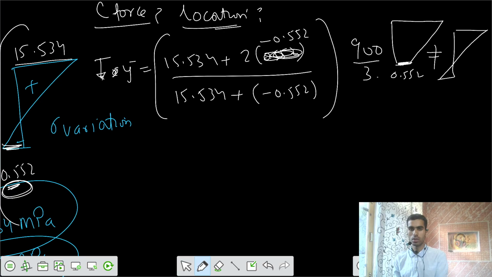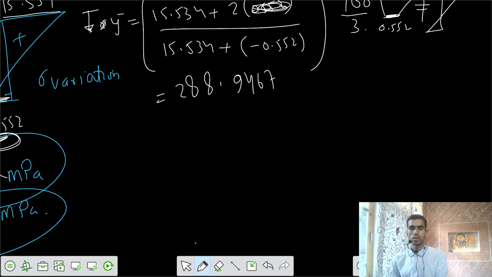15.534 into plus 2 into minus 0.552, okay, divided by the sum of those, 15.534 minus 0.552, and into 900 divided by 3. So that's 288.9467 from the top. This is the value of the location of the C force.